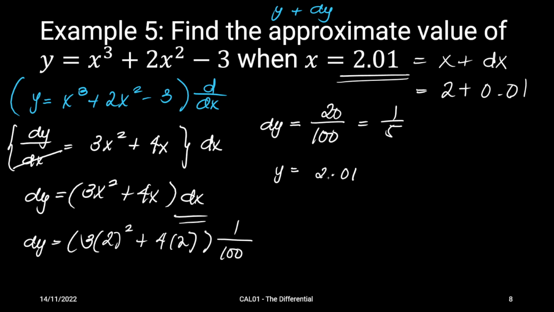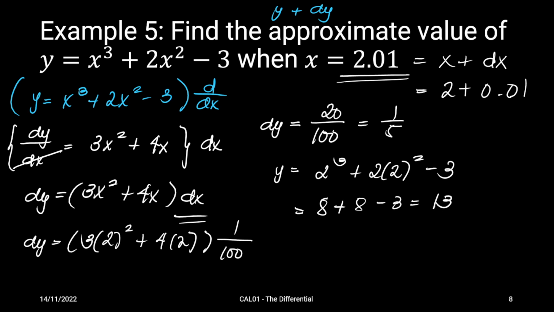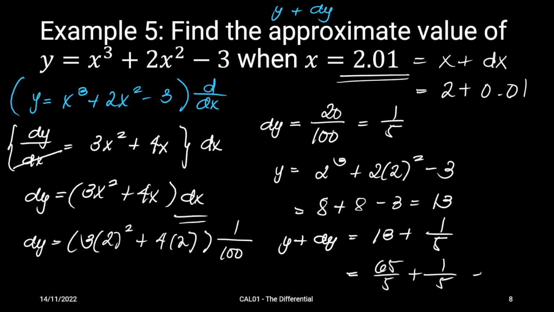Sorry, also the value of x. It's the same, actually. We have 2 cubed plus 2 times 2 squared minus 3. So, roughly, this is equivalent to 8 plus 8 minus 3, which is equivalent to 13. So, we have y plus dy is equivalent to 13 plus 1 over 5, which is roughly 65 over 5 plus 1 over 5. So, 66 over 5.